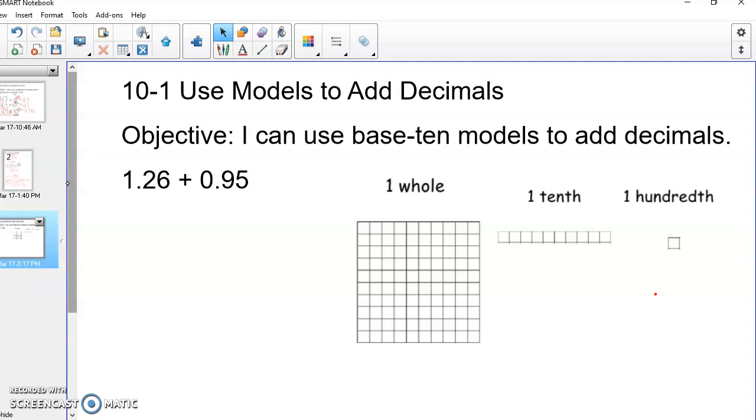So today we're going to be talking about 10-1. You should be turned to page 220 in your math textbook. And the objective for today is: I can use base 10 models to add decimals. So here we go. We're going to get started.